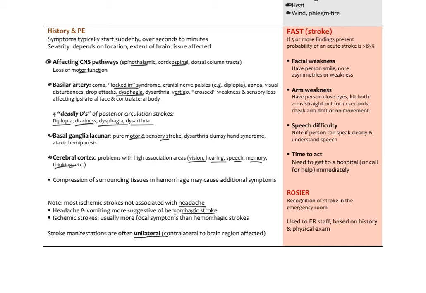So one way of thinking about this is to use what's called the FAST system here, and that's if 3 or more of these findings are present, the probability of an acute stroke is greater than 85%. So facial weakness, so just look at the patient, have them smile, if they can't smile, or if it's asymmetric suddenly, that would be one thing there. Having arm weakness, so have the patient close their eyes, lift both arms straight out for 10 seconds, and if you see the arm drift or so forth, that would be a positive.